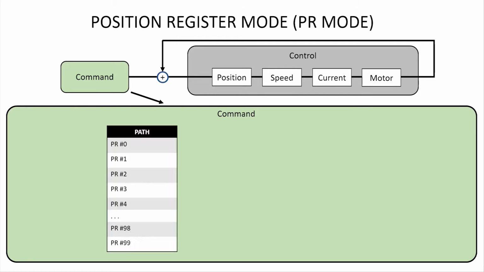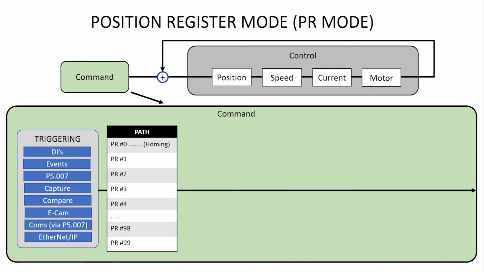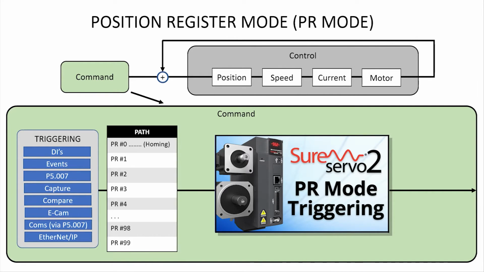In position register mode, you can set up to 99 commands, or paths, plus homing. Homing is a big subject all by itself, so we'll cover that in a separate video. You can select and/or trigger each path via digital inputs, events, manually by writing to register 5.07, from a capture, a compare, electronic camming, communications, or Ethernet IP, which is a special case of communications. Triggering is also a big subject all by itself, so we'll cover that in another video.